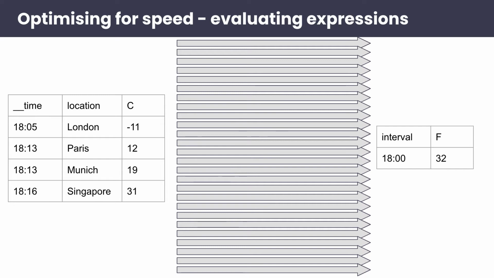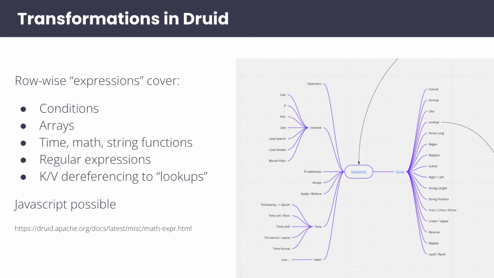But maybe your UI is letting them build up some math in some kind of interactive way. The question you are then faced with is, do we get Druid to do that calculation at query time, or do I do that inside the presentation layer, for example? So what kind of expressions can I run in Druid?